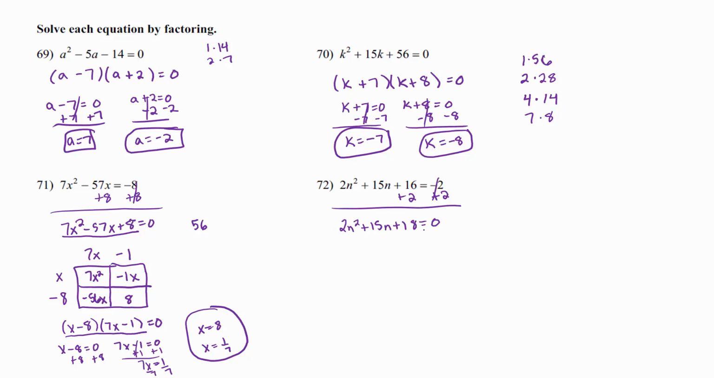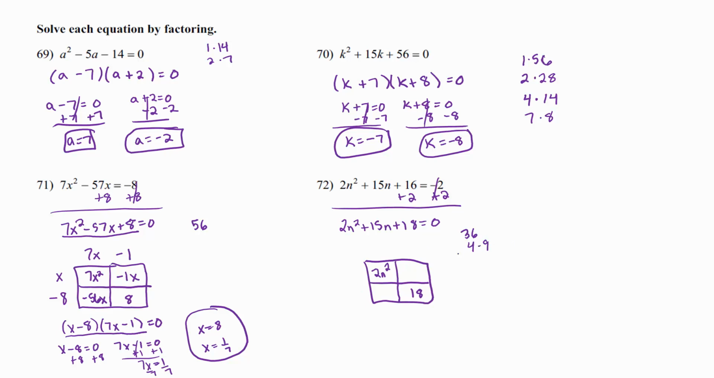They don't all three have something in common that we can divide by. There is a number in front of n squared, so we have to use the box or slide and divide or split the middle term. Whatever your preference. And we want to say what multiplies to get 2 times 18, which is 36, that adds to get 15. We had to do that one earlier, I think, too.